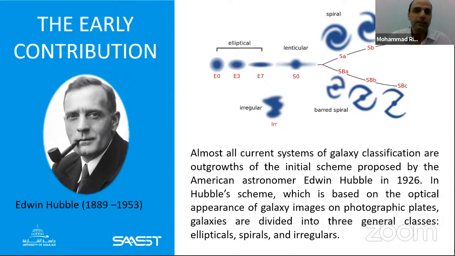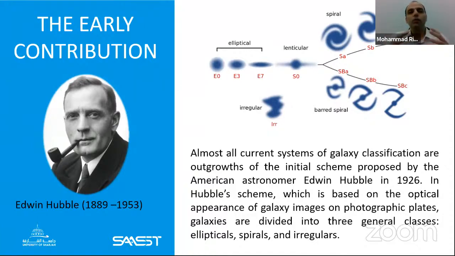The early scientist who worked on galactic classification was the very famous American astronomer, he's American, but he was a British style astronomer, Edwin Hubble. So Edwin Hubble has a large contribution to galaxies in general. He evaluated the constant of the universal expansion, the Hubble constant. So he has a very, very large, important contribution to galaxies.